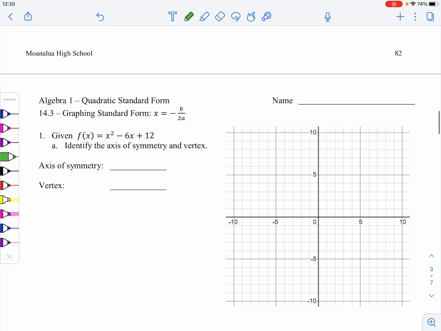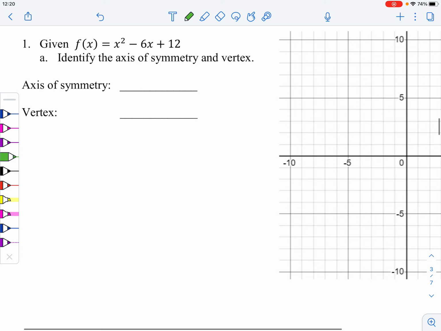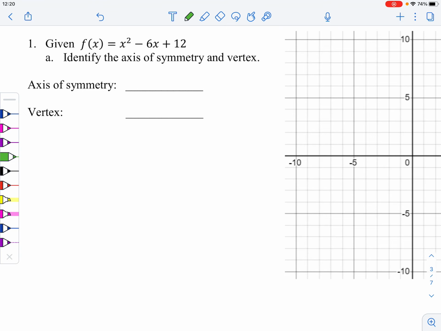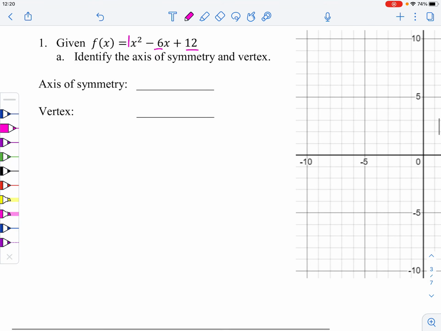Okay, let's do one. And then we're going to graph it. We'll graph part of it. Given the equation, we can find our A, B, C. So identify the A, B, C first. So A is 1, B is -6, C is 12.